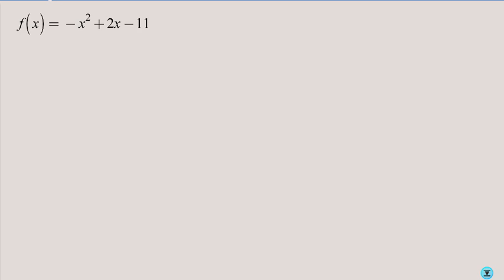First of all, we know that the parabola is concave down because the coefficient of x squared is negative. Furthermore, we know that the y-intercept is (0, negative 11) because this is the value of c. Next, we should check the discriminant.